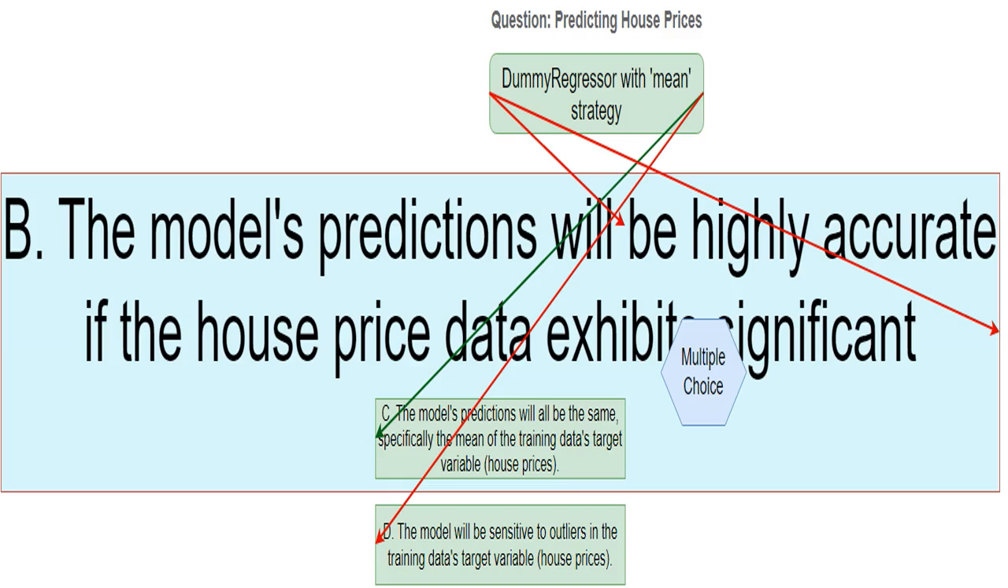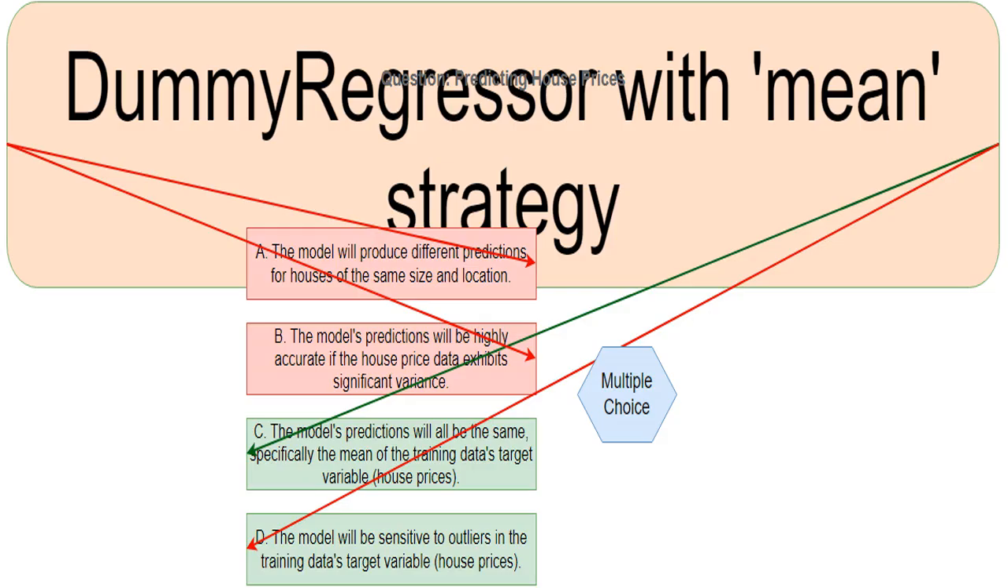This is also correct. The average, mean, is affected by outliers. If there's one extremely expensive house in my training data, it'll significantly increase the average, and thus, the model's predictions. The model's prediction for all houses will shift up because of this one outlier. This is wrong. With the mean strategy, the model will always give the same prediction, the average price from training data. This makes sense, given that the model doesn't actually look at the features.